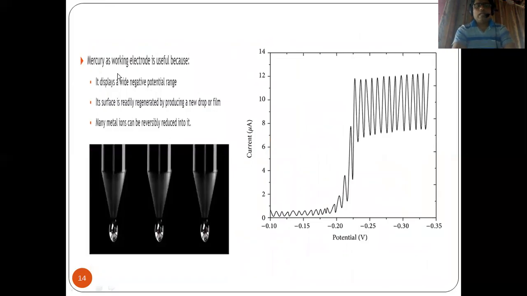Here, mercury as a working electrode is useful because it displays a wide negative potential range. Its surface is readily regenerated by producing a new drop, and many metal ions can be reversibly reduced into it.